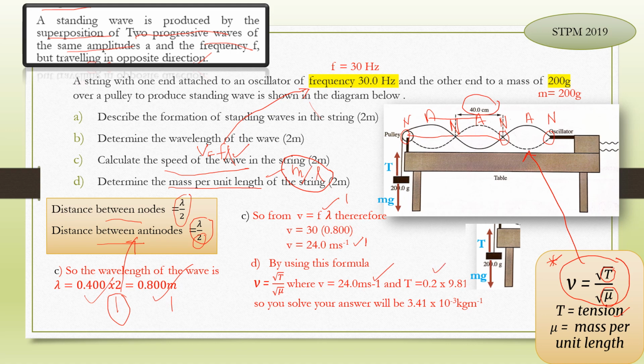T is tension. Now, tension, if you look at this part here, this is mg. Okay, there's a force, mg here. So, mg is equal to tension. Okay, so the mass is 0.2. So, be careful. You have to convert your gram to SI unit. So, you get 0.2 times 9.81. And then you substitute inside this formula. And then you will get the answer for your mass per unit length. Mass per unit length is actually referred to mu. Okay, and you get your answer.